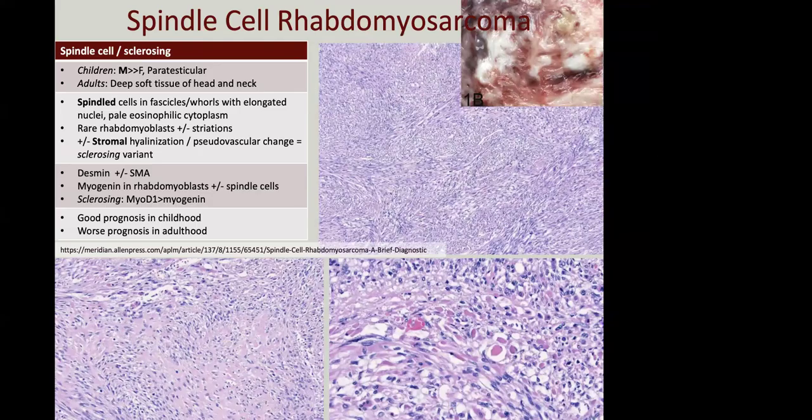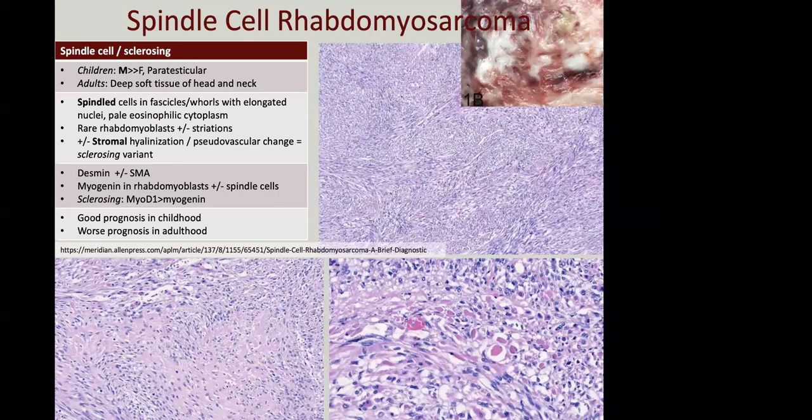Spindle cell or sclerosing rhabdo kind of almost looks like a smooth muscle tumor on low power. It's very long, fasciculated, eosinophilic. However, you do end up, in most cases, seeing these rhabdomyoblasts, which could be a clue to the diagnosis. Desmin and, in fact, myogenin, of course, as well as MyoD1 should be positive because this is skeletal muscle, right? So myogenin, MyoD1 specific for skeletal muscle differentiation.